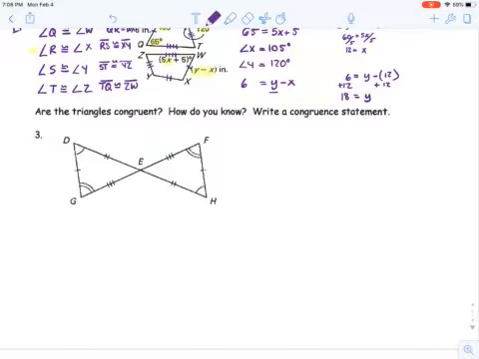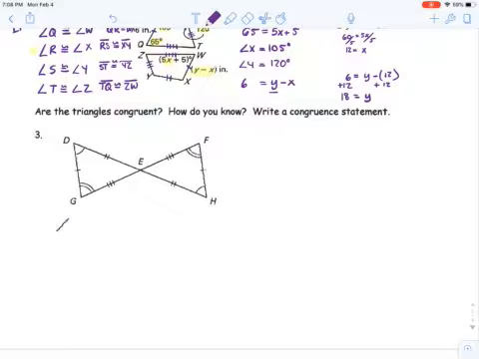So this question asks us, are the triangles congruent? How do you know? Write a congruent statement. Are the triangles congruent? Well, we're not sure yet. We need to check and see, are all the angles congruent? All the parts? All the sides congruent? Are all those parts congruent? So let's see what we can figure out.